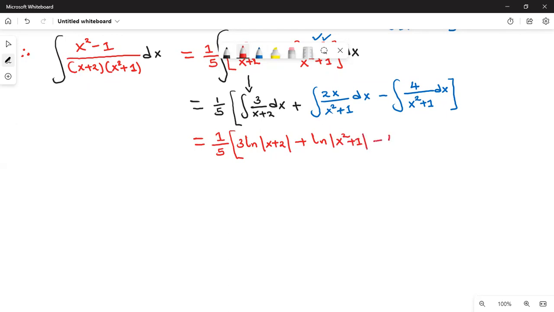And the other one is negative 4 tan inverse. There you use trigonometric substitution. Let x be tan theta. So this will be tan inverse of x. And don't forget to write the constant c of integration. And remember, you could combine these natural logs so that you get one natural log. You could use the laws of logarithms, or you could just leave them as they are. And so this is our solution for that particular integral.